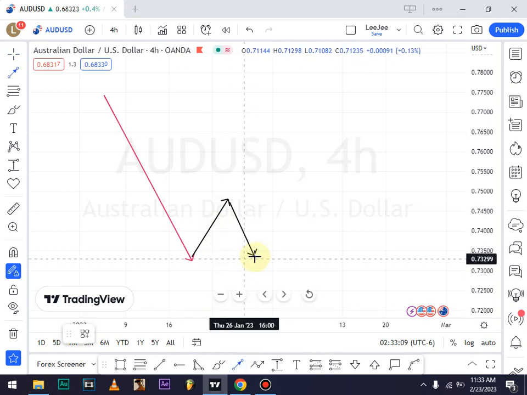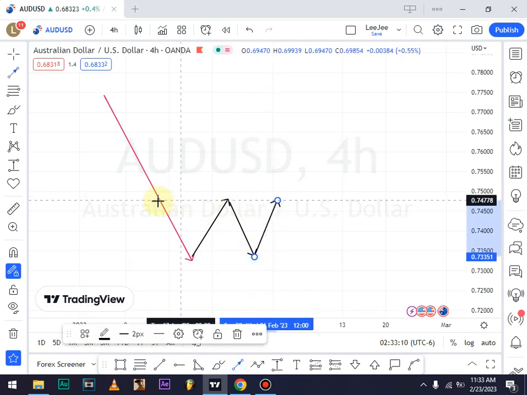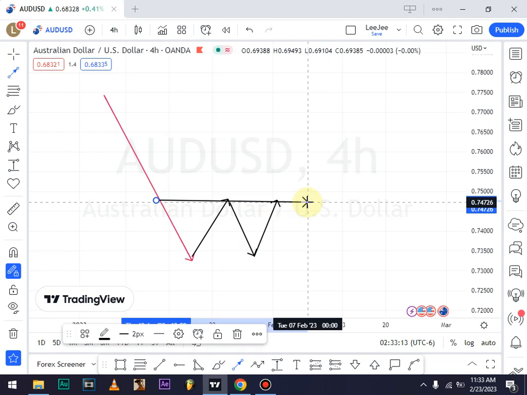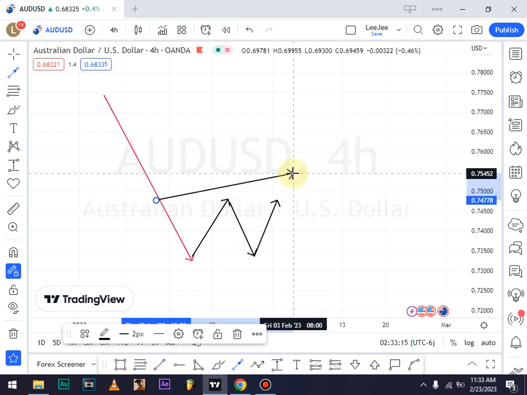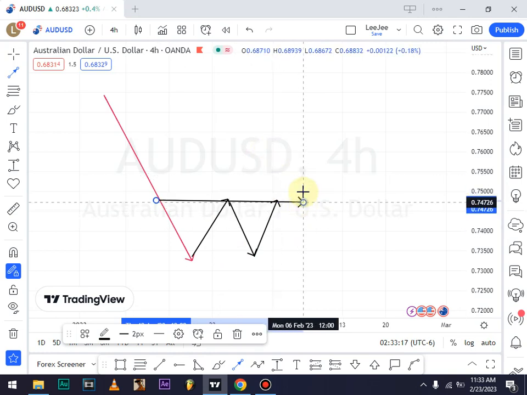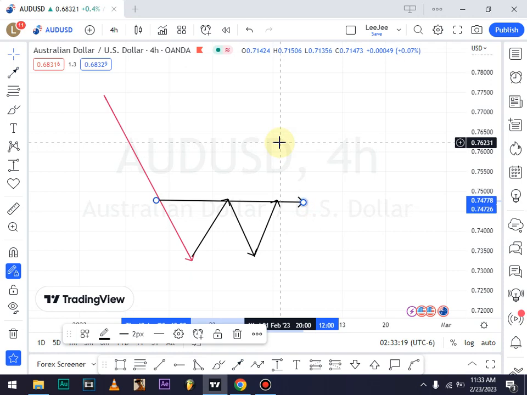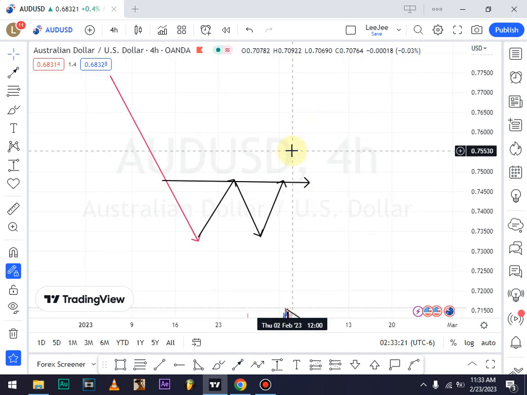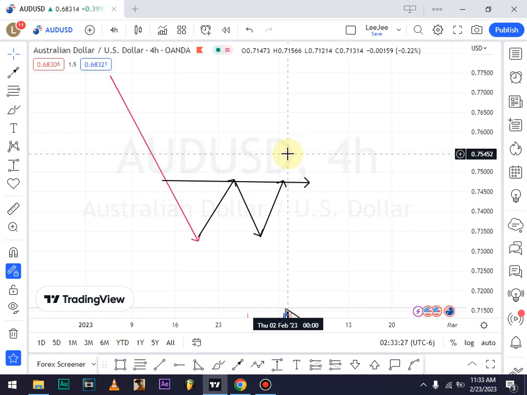Now, like I said, this is a neckline. That is a temporary resistance that forms between the bottoms, right? So now here is the market psychology behind this formation.